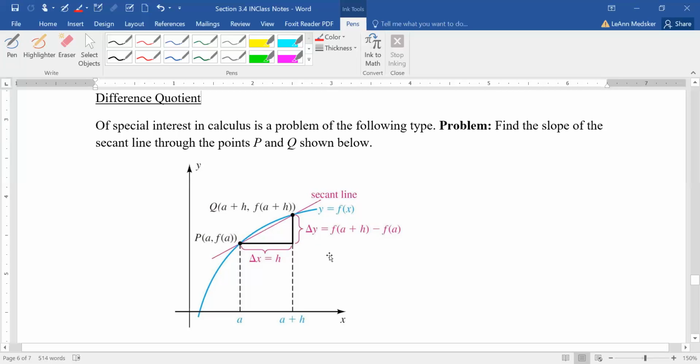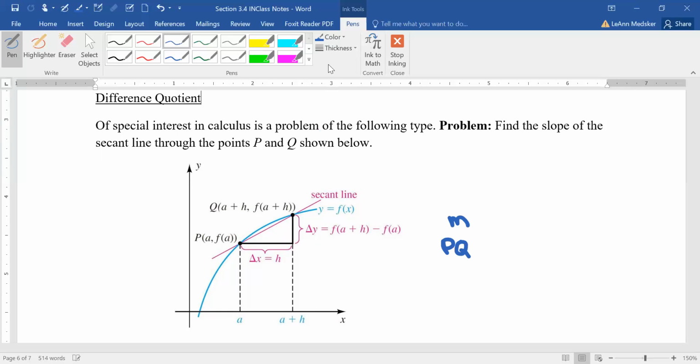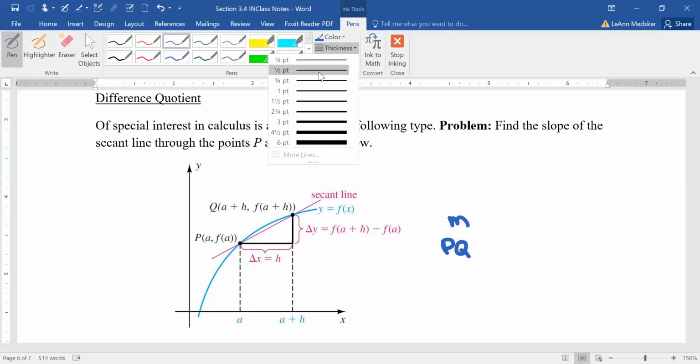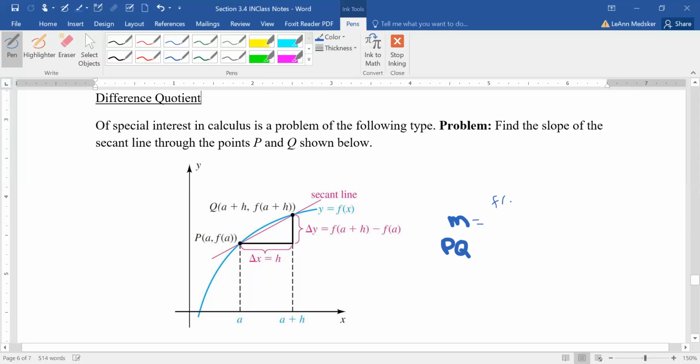And what they say is, if you do the slope formula with this, f of A plus h, I'll write that down. So we're just doing slope formula with P and Q. So the slope of PQ would be, write this a little smaller, f of A plus h minus f of A, because that's the y values, over A plus h, which is this x value, minus A. And what you'll notice is the A and the negative A in the bottom cancel out.